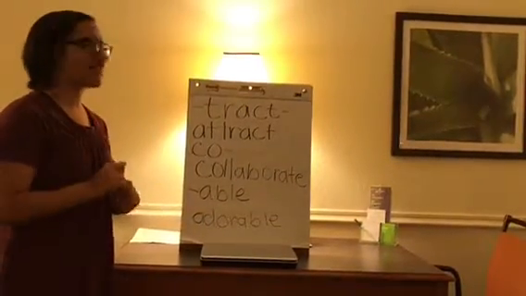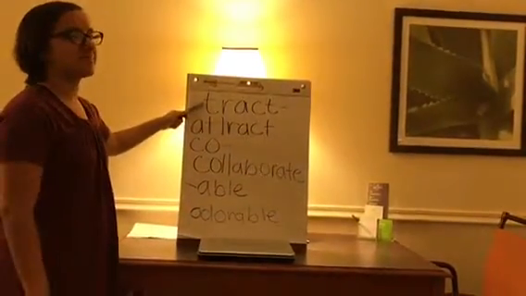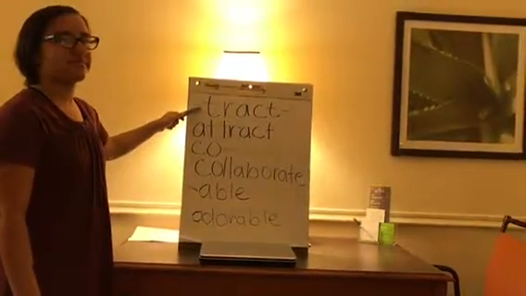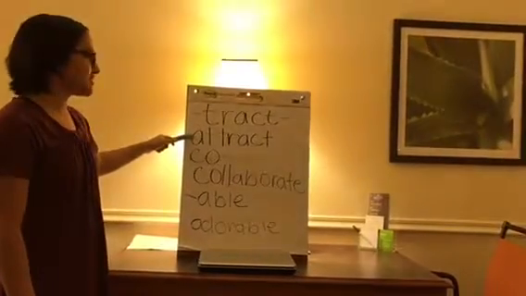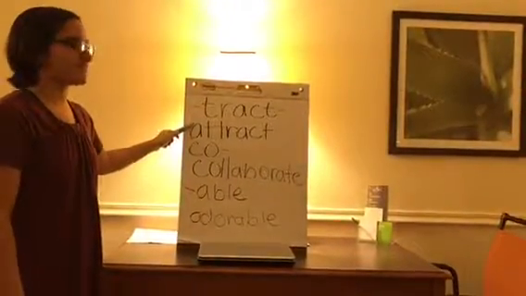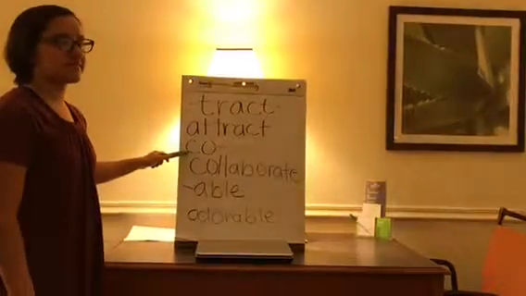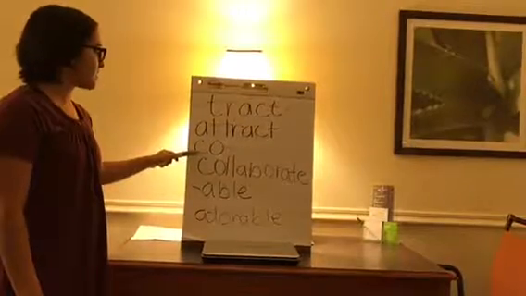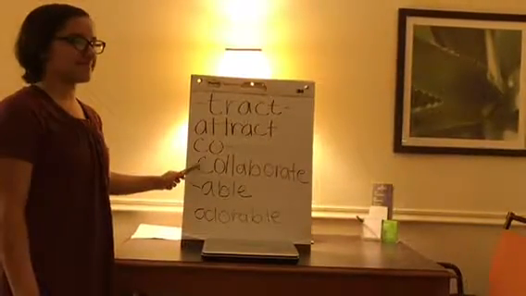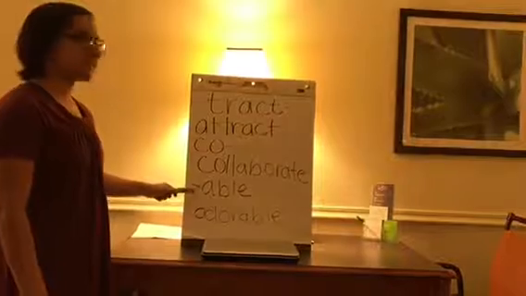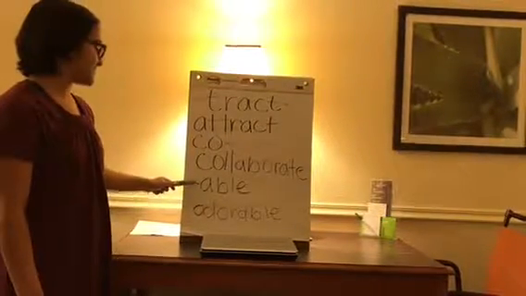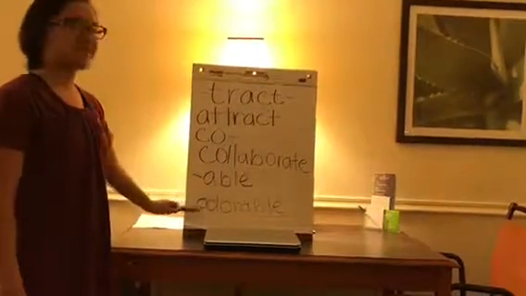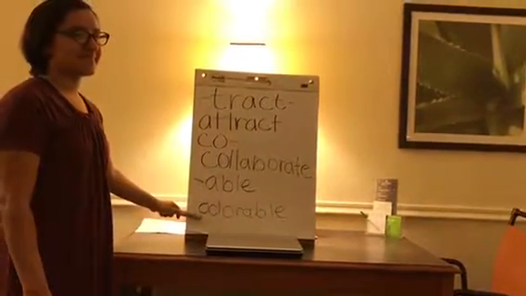So let's say this all together now. Tract is our root word. It means to pull or drag, and attract is our example. Co is our prefix. Co means together. Our example is collaborate. Able is our suffix. It means worthy of doing. Our example is adorable. Good job.